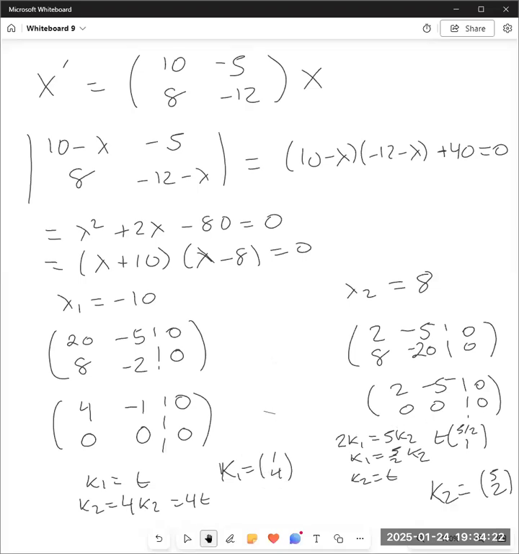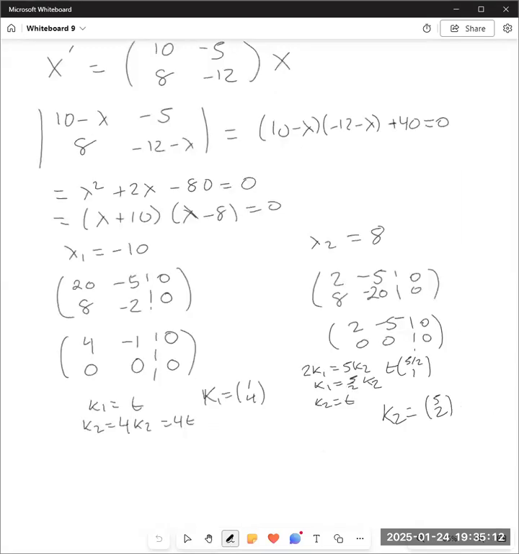And that means that X is equal to C1 K1 e to the lambda 1 T plus C2 K2 e to the lambda 2 t. All right, that's it for this video on distinct real eigenvalues.